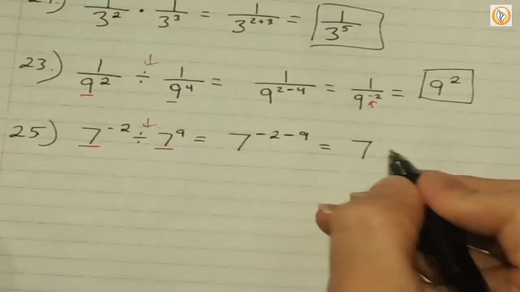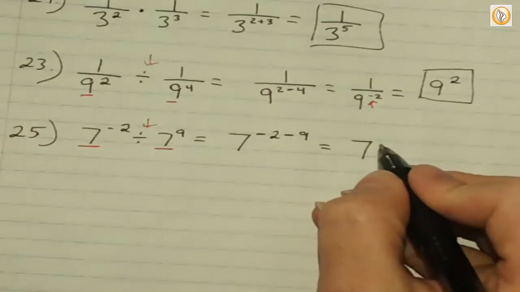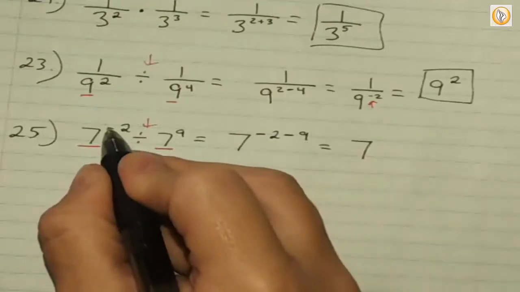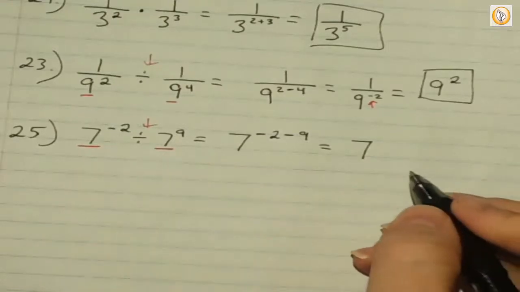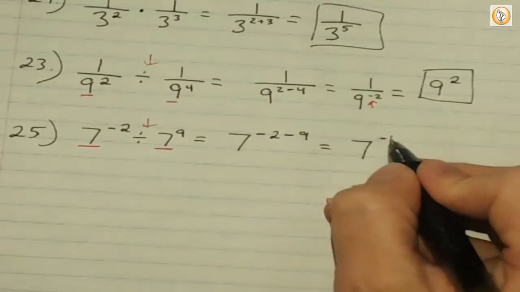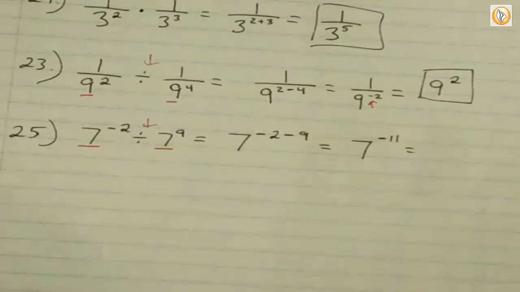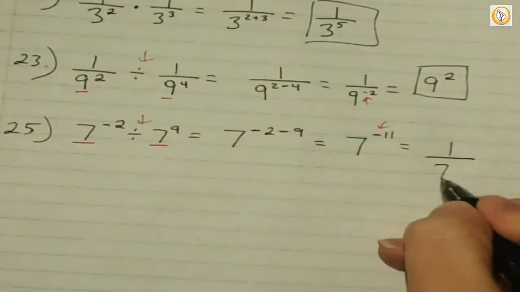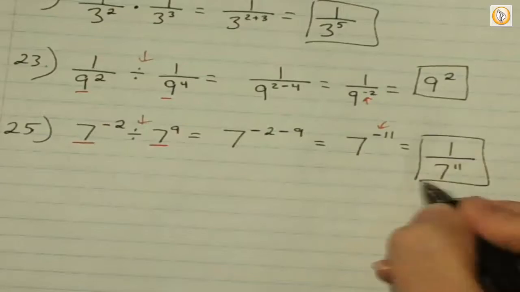7 to the power of, really? -2 and -9. Oh, -11. Very good. Can I have a -11? You can't. So what do I do? You put it under 1. Very good. And it becomes positive. Good job.